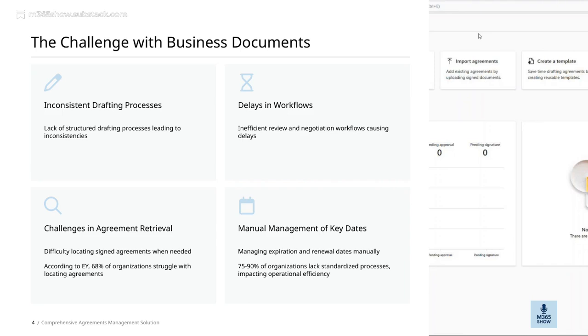Finally, many organizations face issues with drafting agreements. Without a structured process, documents can become inconsistent, leading to errors or ambiguities that might cause further complications down the line. All of these challenges highlight why a comprehensive agreements management solution is so important. It helps to address these pain points and improve overall efficiency and accuracy.